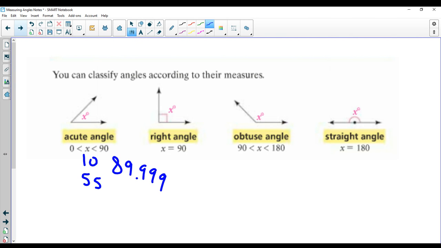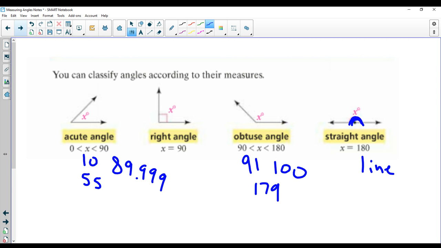If it is exactly 90 degrees, not a hair less, not a hair more, it's a right angle. Kind of like the corner of a room where the 2 walls meet. If it's between 90 and 180, so 91, 100, 179, we call it an obtuse angle. They're generally your larger angles. And then your angles that are exactly 180, you can draw this little half circle on them. Those are called straight angles. They basically make a line.